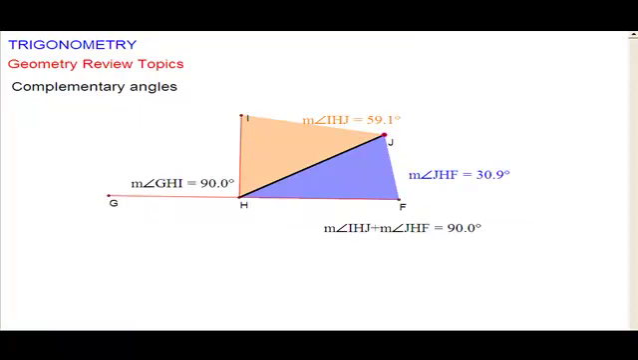Another review topic from geometry relates to complementary angles. Complementary angles are shown in this diagram as the light orange angle and the light blue angle, angle IHJ and angle JHF. Their measurements, when you add them together, give you 90 degrees. They're called complementary angles. In the meantime, I would like to say that angle GHI is shown in this diagram to really prove that these two angles together have to add to 90 degrees, since all three add to 180.